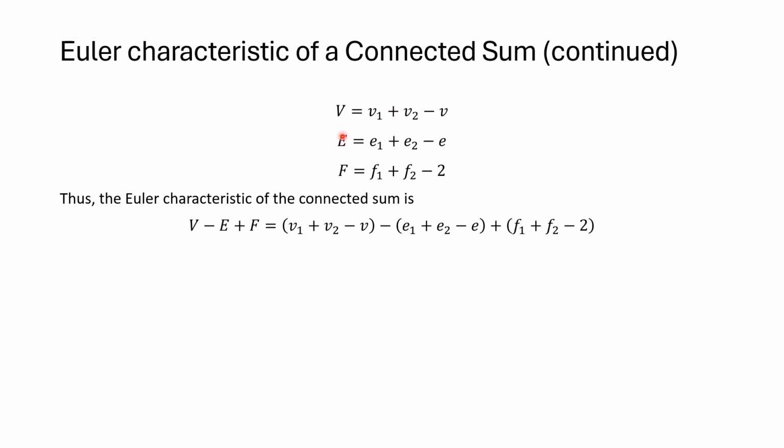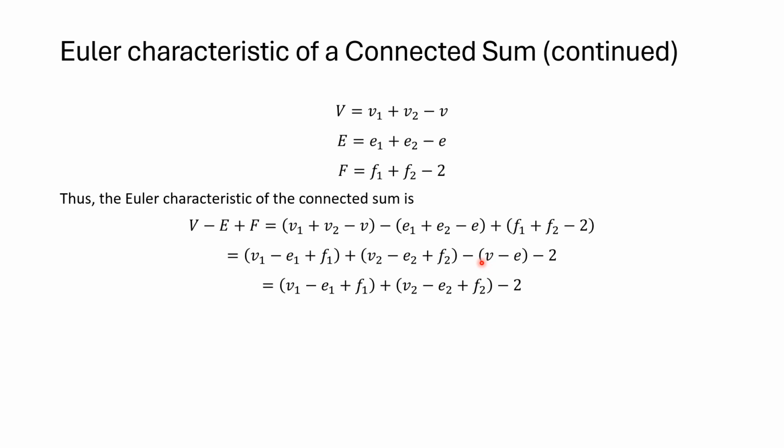And if we plug these into the V minus E plus F formula, we get this. Then we have V sub 1 minus E sub 1 plus F sub 1. We get that. And then we get V sub 2 minus E sub 2 plus F sub 2. Then we get a minus V minus E. And then we have the minus 2. But remember, we stated that V equals E in our assumption.